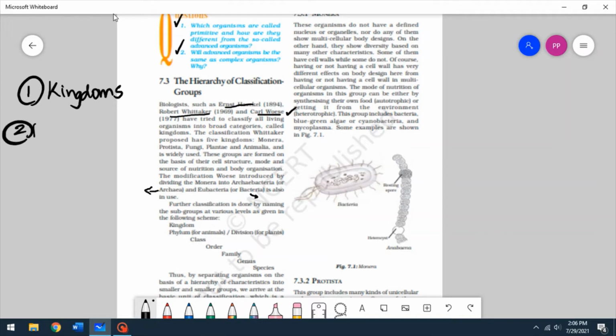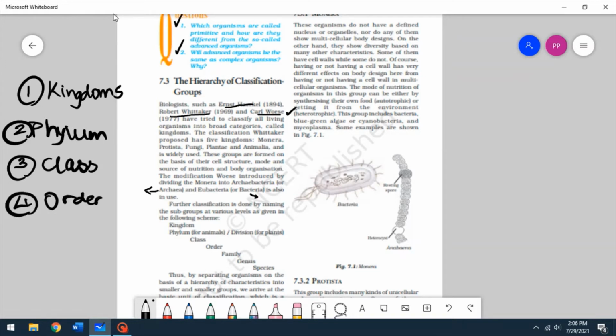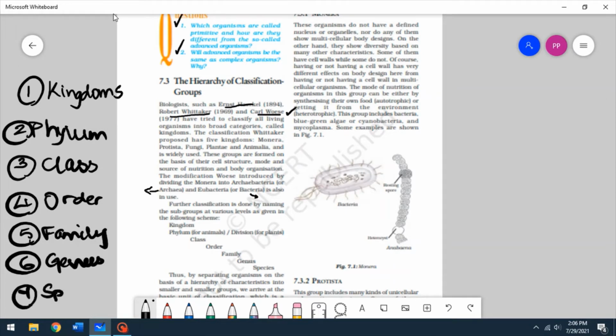So the second stage would be phylum, kingdom, phylum, and then the third one would be class, fourth one order, fifth one family, sixth one genus, and seventh species. Alright, so kingdom, phylum, class, order, family, genus, species. Those are the 7 stages of classification.